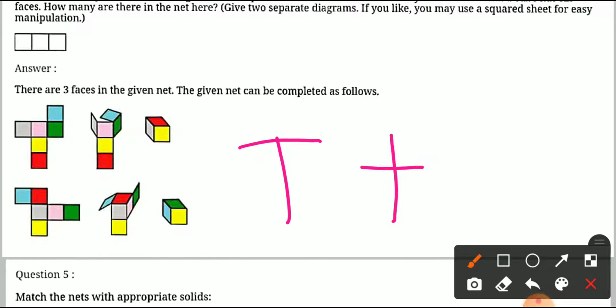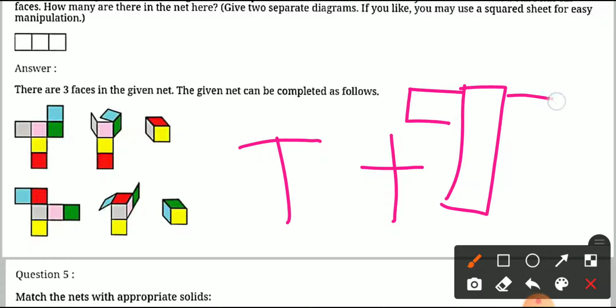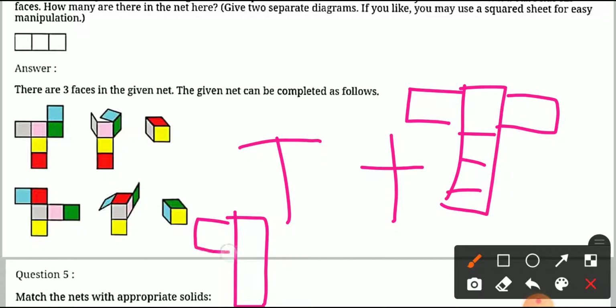Okay, capital T means the structure like this, and small t means structure like this. Okay.